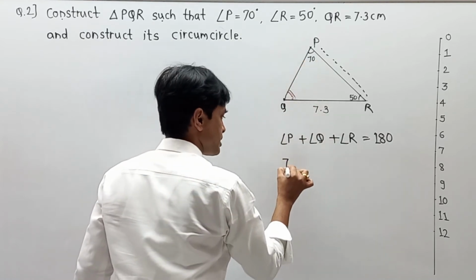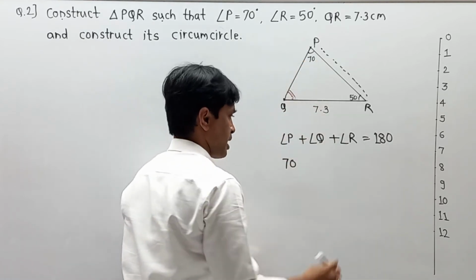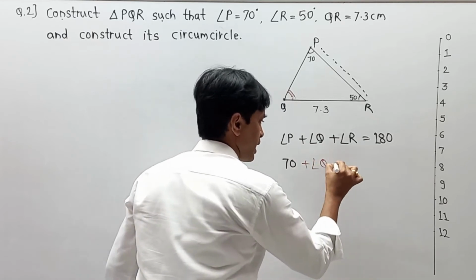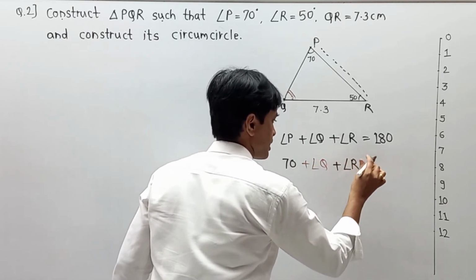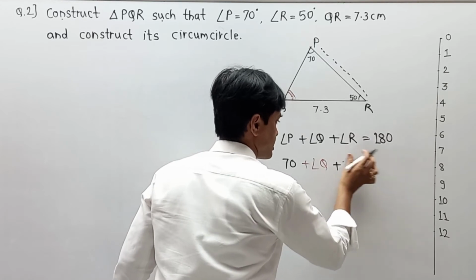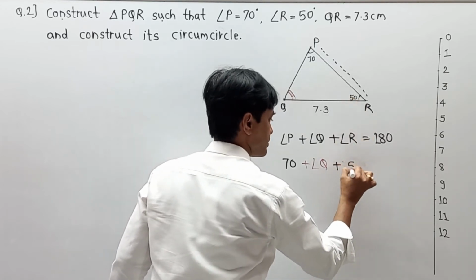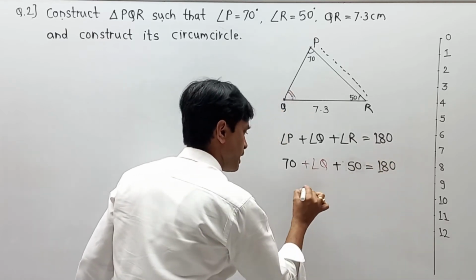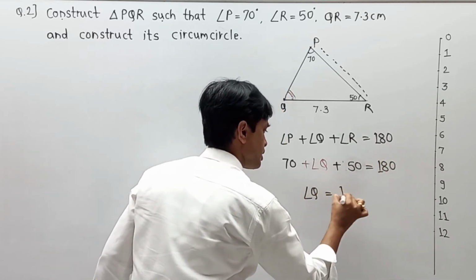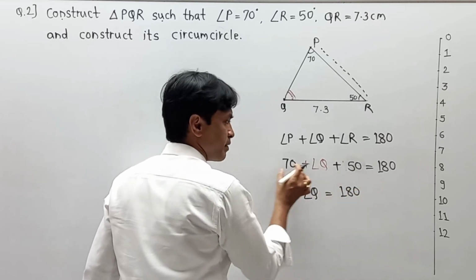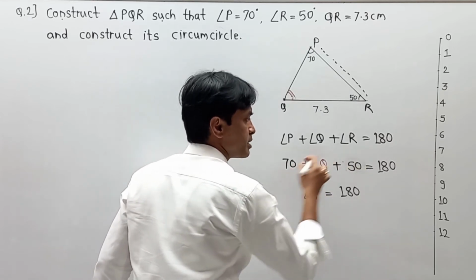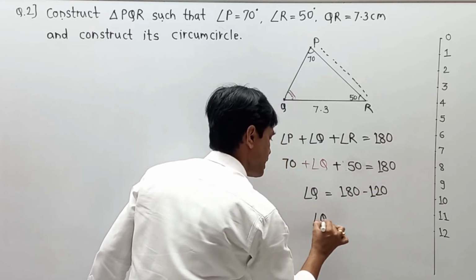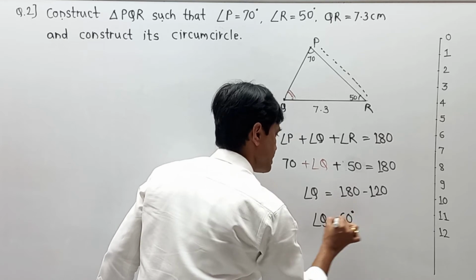Angle P is 70 degrees. Angle Q is unknown for us. And angle R is 50 degrees, equal to 180. Now automatically angle Q is 180 minus, 70 plus 50, which is 120. Shifting this 120 to that side, it becomes minus 120, and automatically your angle Q becomes 60 degrees.